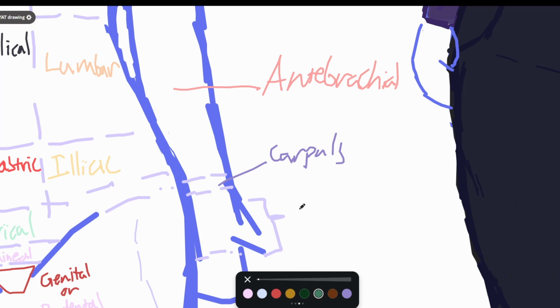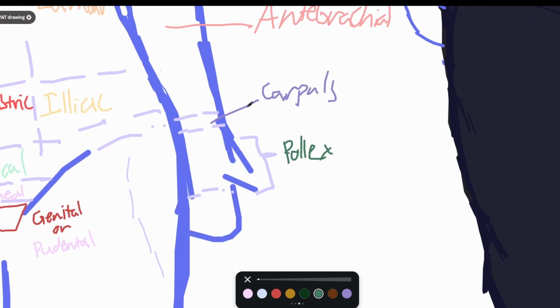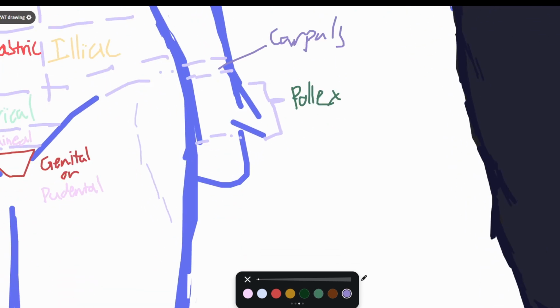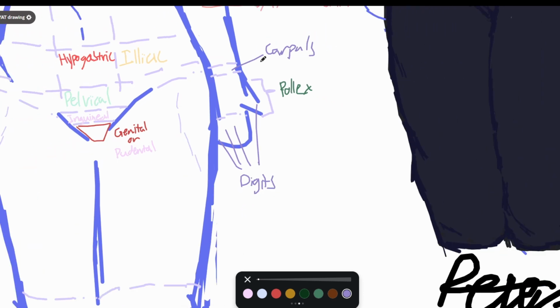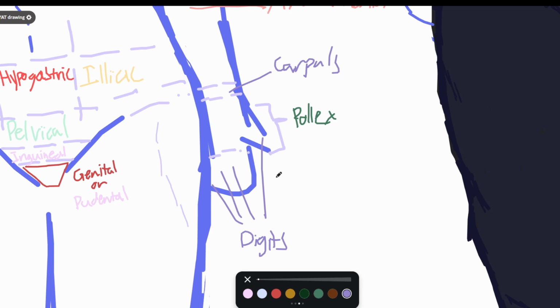Your thumb is your pollex. And all your fingers can be called digits, right? Remember, you count on your hands. You count numbers. Numbers are digits.